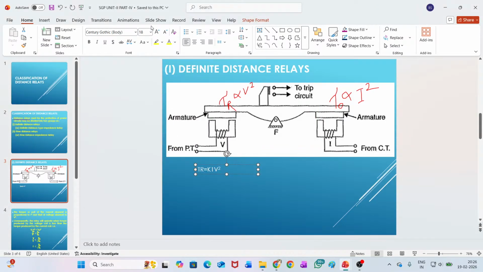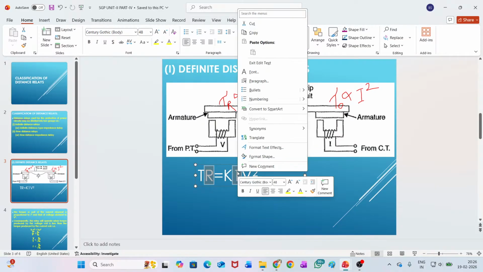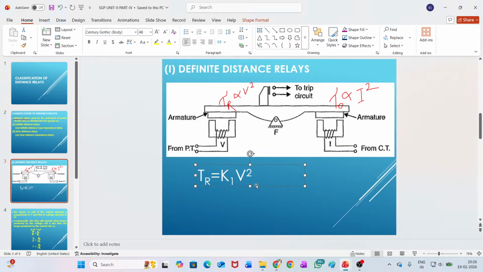Just increase this. I don't know whether it is visible to people or not. And this r should be in the subscript. 1 should also be the subscript. So tau r is equal to k1 v square. Similarly, tau naught.